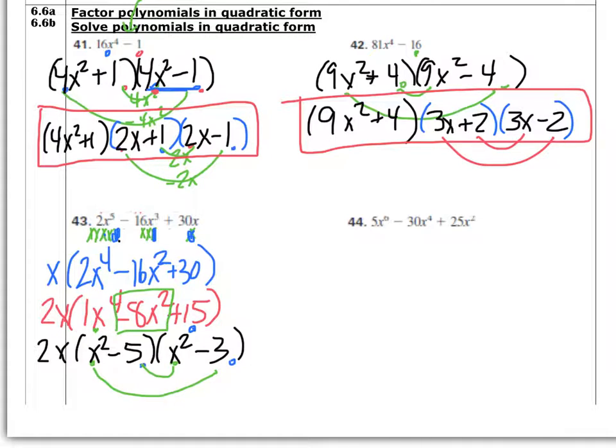And you can check it. This is negative 5x squared. This is negative 3x squared. These two values would add to negative 8x squared, so we are correct.